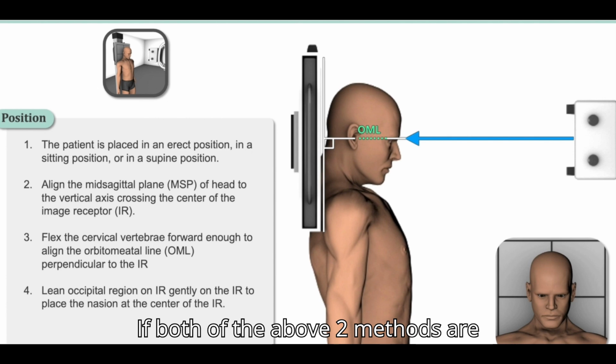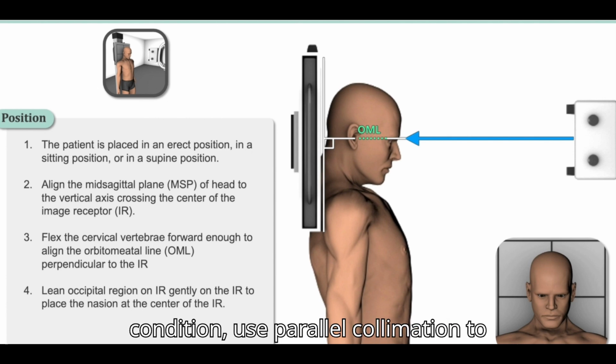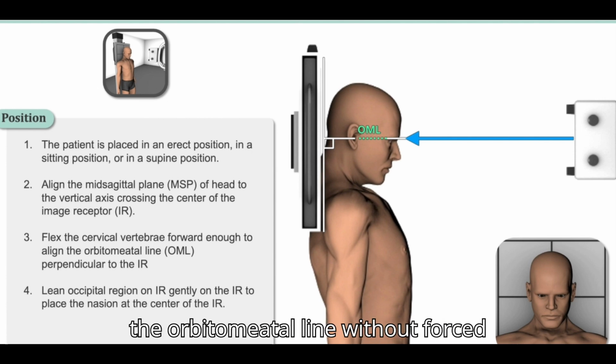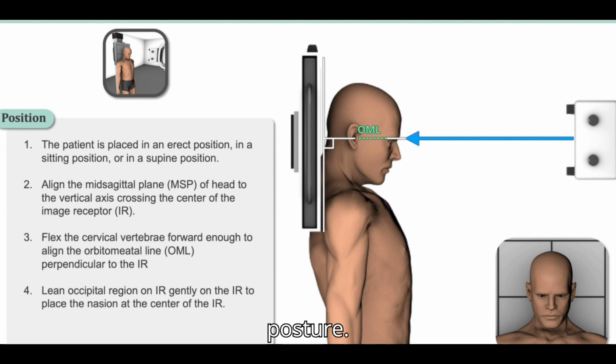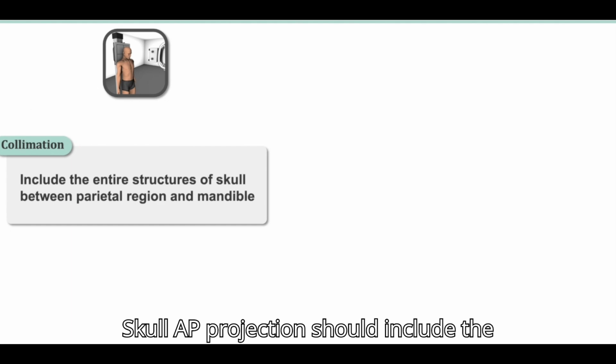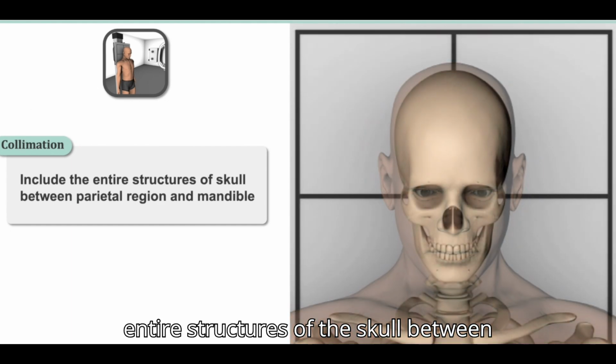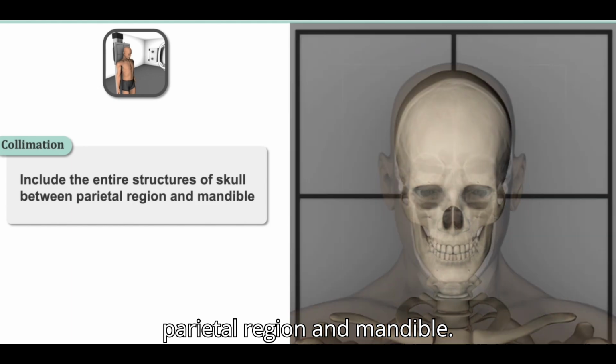If both of the above two methods are impossible due to the patient's condition, use parallel collimation to the orbitomeatal line without forced posture. Skull AP projection should include the entire structures of the skull between the parietal region and mandible.